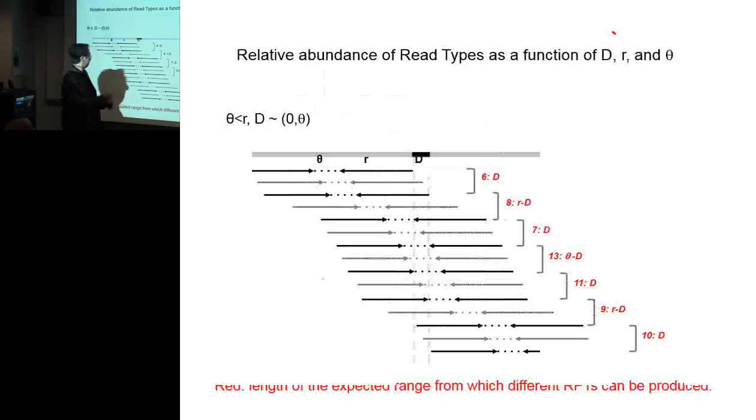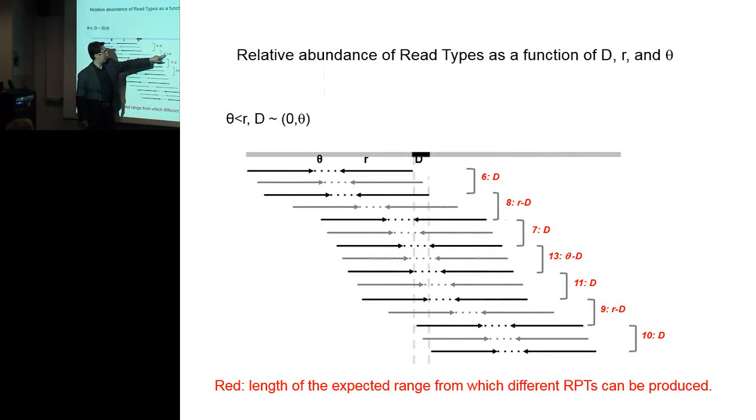So again, in this example, you have the chance of D to be in type 6, R minus D to be type 8, D and theta minus D and D, D. So these are the distances traveled before you transition to the next type. Therefore, they dictate the relative abundance.